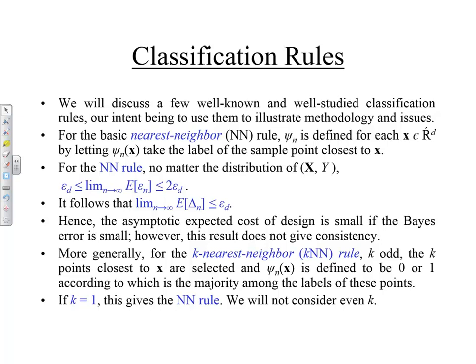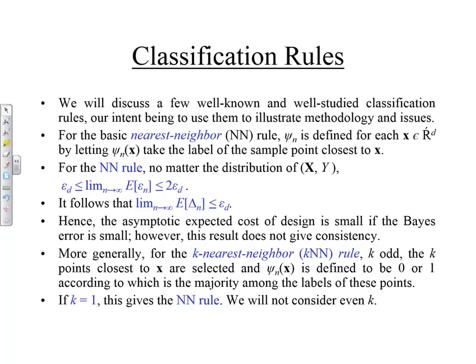And for the nearest neighbor, these are again things that can be proven. I have not read the proofs, but if you look at the literature on pattern recognition, people did these proofs maybe 30, 40, 50 years ago. They're all available. So for the nearest neighbor rule, no matter the distribution of x and y, regardless of the feature-label distribution, you can show that the limit as n goes to infinity of the expected value of the design error is bounded from below by the Bayes error and bounded from above by 2 times the Bayes error. It follows that the limit as n goes to infinity of the expected value of the design error is less than or equal to 2 times the Bayes error.